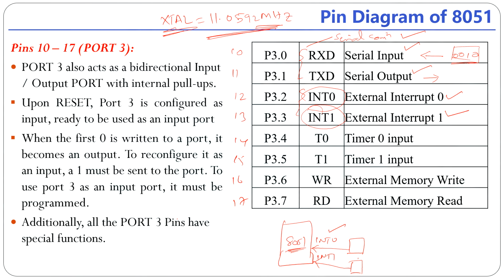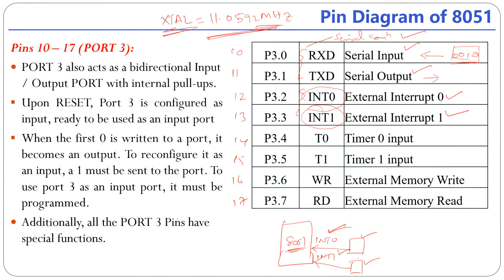INT0 has the highest priority, and INT1 has the second priority. So whenever both interrupts come at the same time, the processor first serves the first device, and then it will serve the second device. Why? Because INT0 is connected to the first device, INT1 is connected to the second device. So these are the two external hardware interrupts.